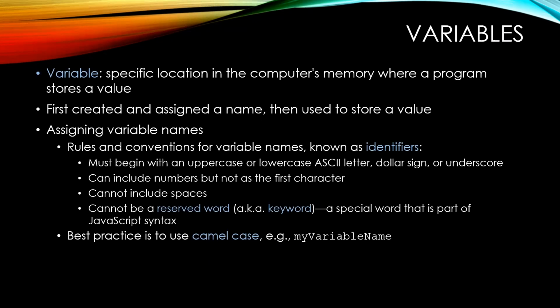Assigning variable names, there are rules and conventions, and for scripting, we're going to call our variables identifiers. They must begin with an uppercase or lowercase ASCII letter, $, or underscore. It can include numbers, but not as the first character. It cannot include spaces, and it cannot be reserved words or keywords, which are special words of JavaScript syntax. The best practice to use is the same camel case that we talked about in C programming, where each word starts with a capital letter. So you kind of have your hump and your hump. That's why they call it camel case.